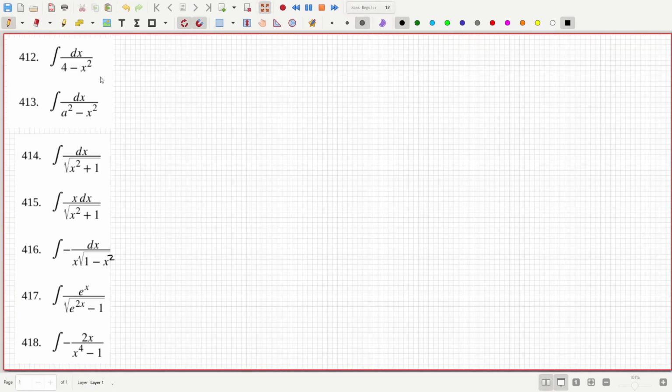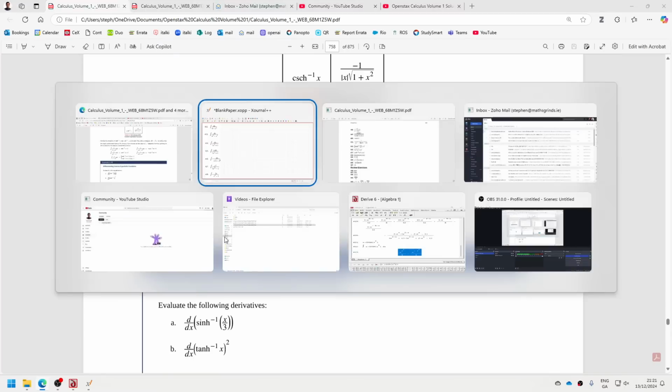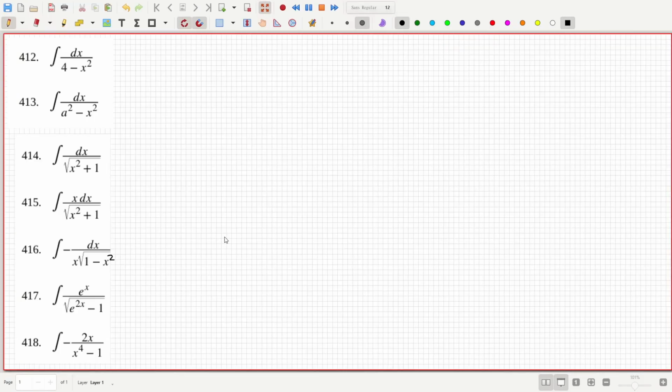Okay, integration time. So the one with the root 4 minus x squared. That's like this one here, 1 minus u squared. So we're going to have to use a substitution, basically. Yeah, and then they want you to generalize it. It's kind of weird. So I think I'll be a little sneaky, and do 4, 1, 3 first.